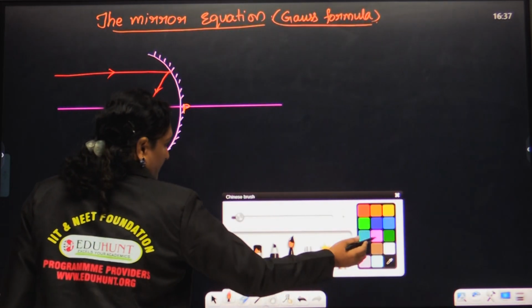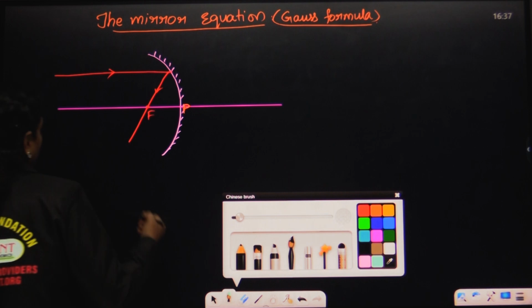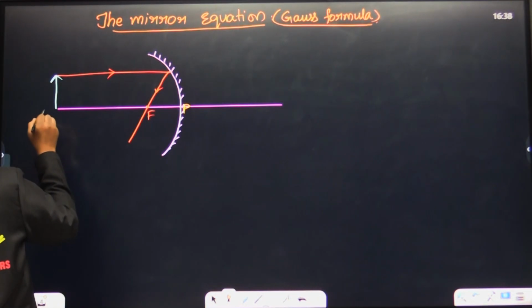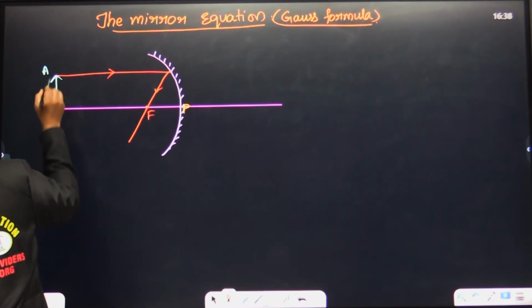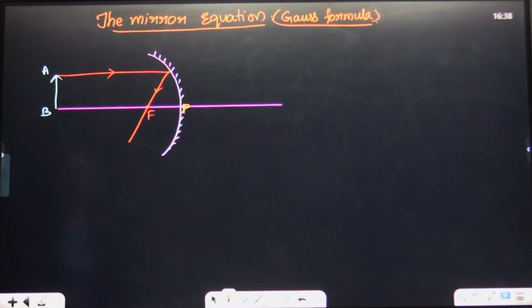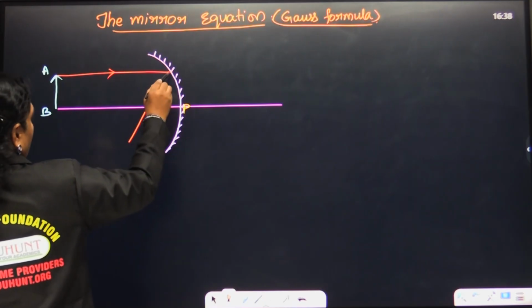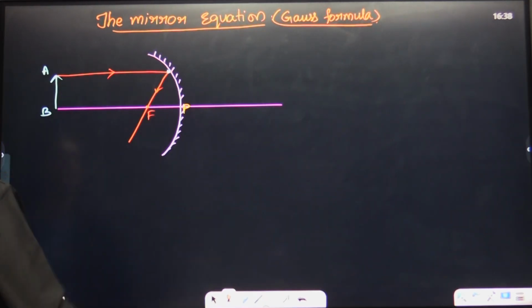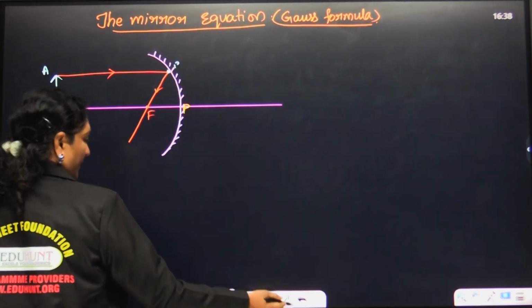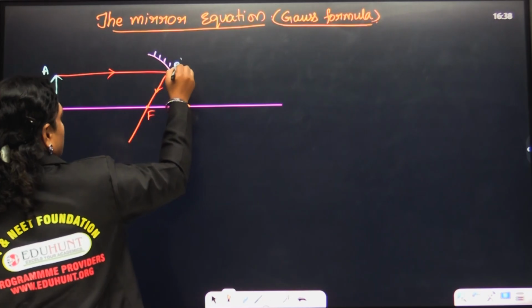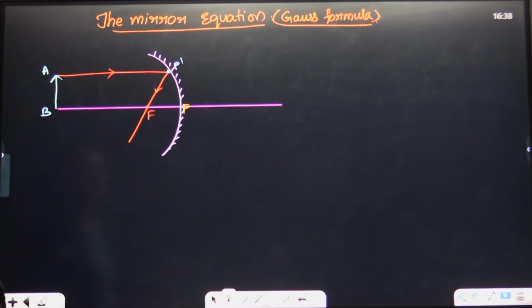Let us suppose that an object is placed at some far away distance. Let AB be the object. The parallel beam of light rays from the object strikes the mirror at some point, say P dash, and after reflection meets the principal axis at point F.